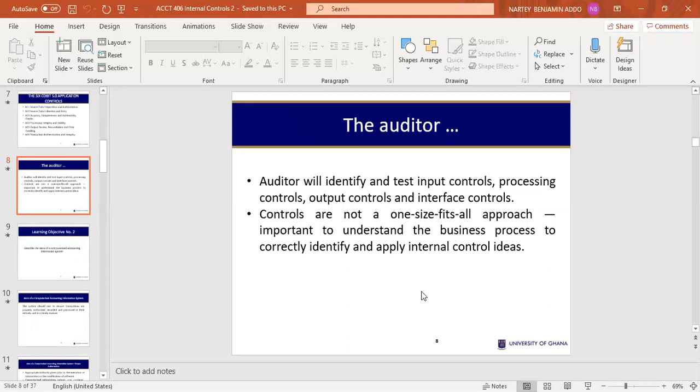Then the data processing stage. When you come to data processing fraud or risk, we can group them into two: program fraud and operations fraud. I think I've already indicated this. Program fraud includes creating illegal programs that can access data files to alter them. You are creating illegal programs, that's why it's a program fraud.